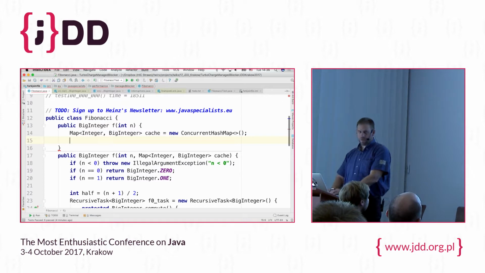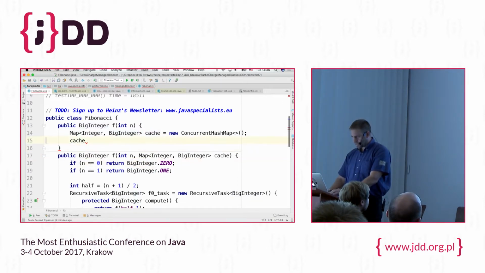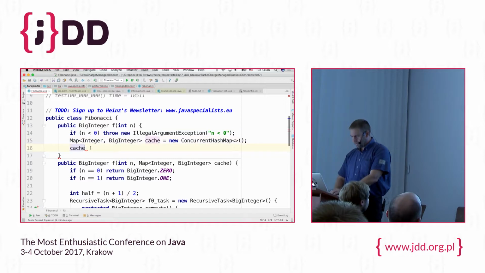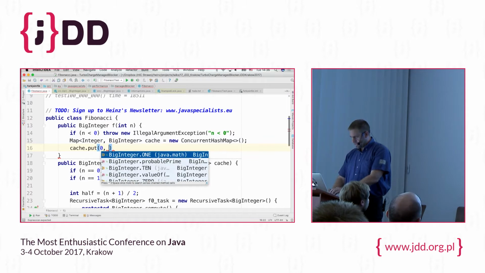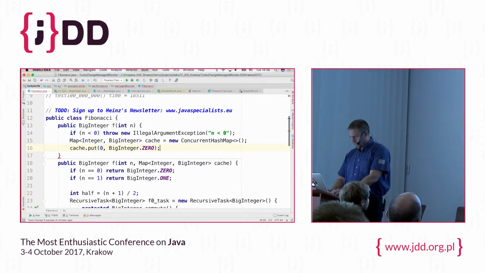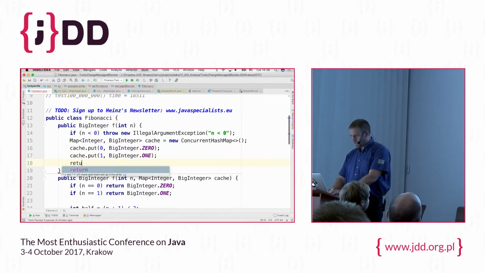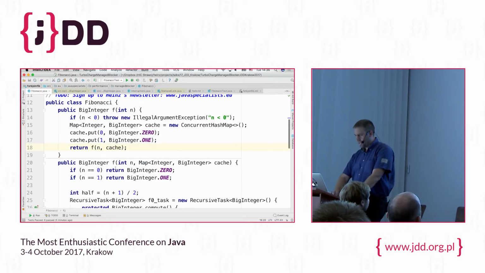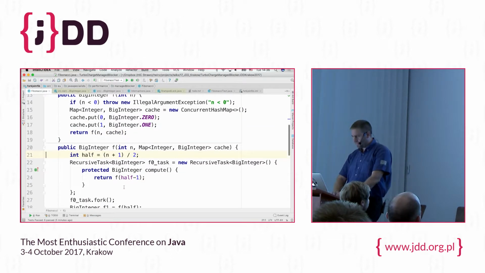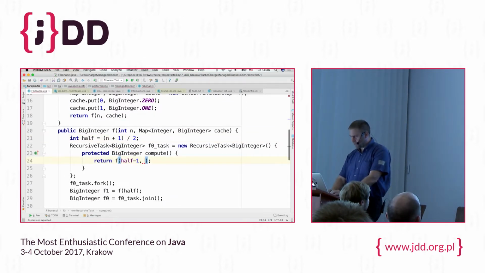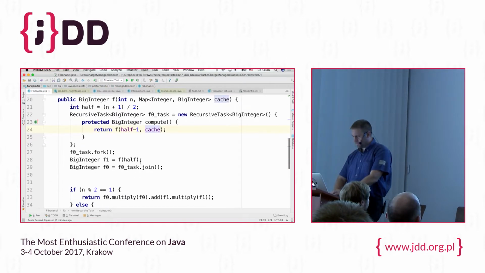We're going to seed it with 0 and 0. In fact, we're going to start with this if it's negative. cache.put 0, comma 0. And cache.put 1, comma 1. And then we're going to say return f of n, comma the cache. We need to just change all the places inside here where we're calling f. So it's going to be f of half minus 1, comma the cache. And the same thing inside here, half, comma the cache.